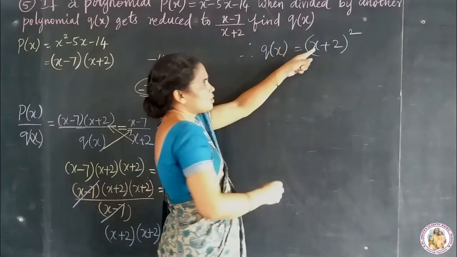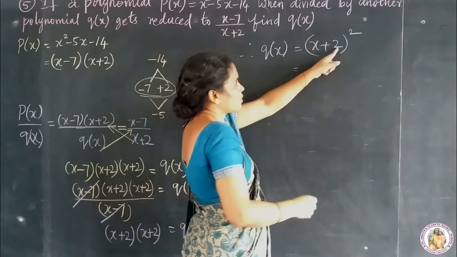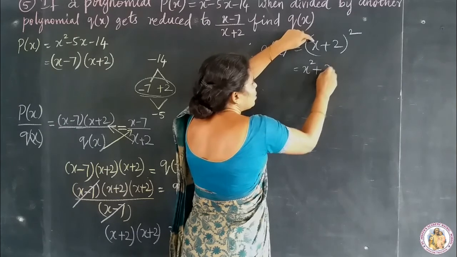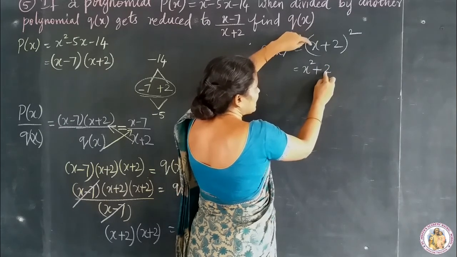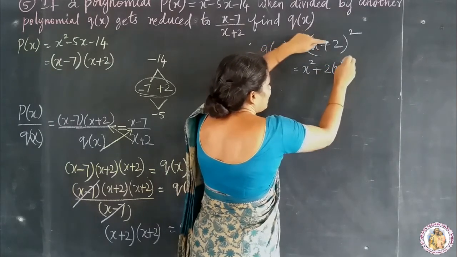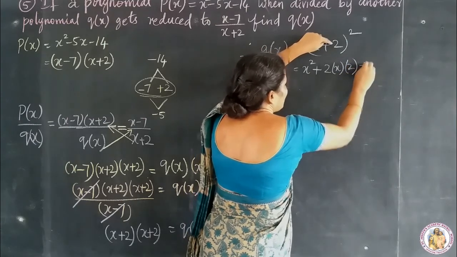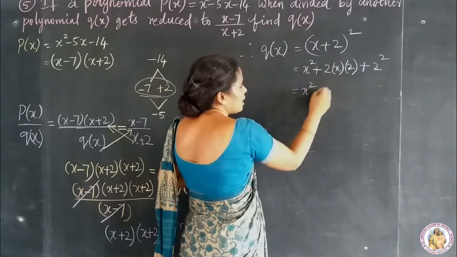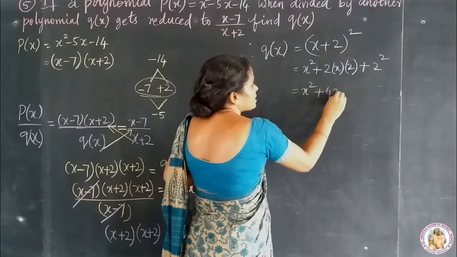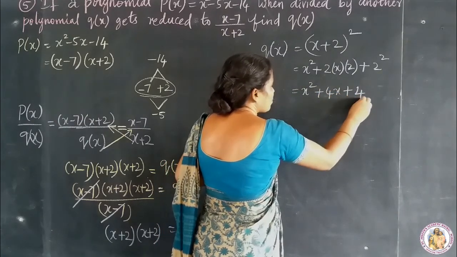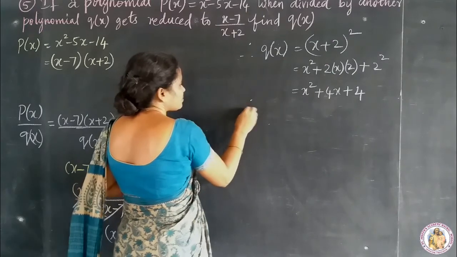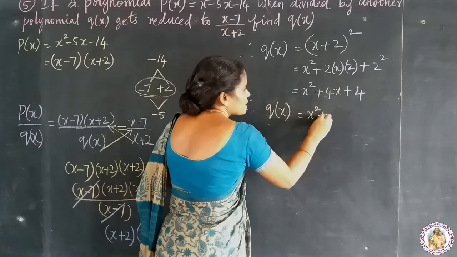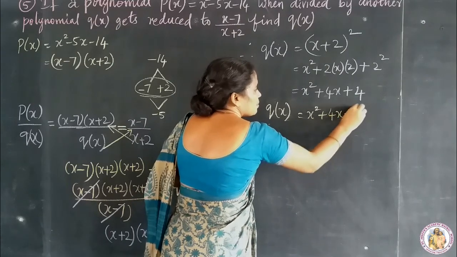So x plus 2 whole square is a plus b whole square. What is a plus b whole square? A square plus 2ab plus b square. X square plus 2 2s are 4, x plus 2 2s are 4. So therefore q of x is equal to x square plus 4x plus 4.